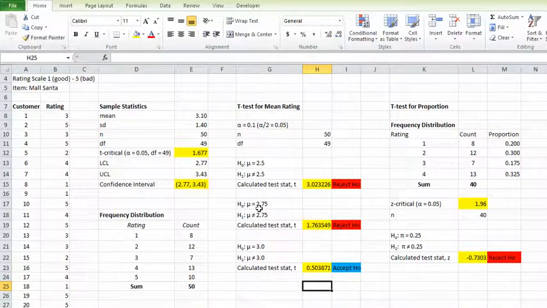Okay, let's look at a bigger value, 2.75. Well, let's see, does 2.75 fall in our confidence interval? Not quite. But look how close our calculated test statistic, t, and our t-critical are to each other. They're very close, but we just didn't make it. 2.75 is not inside the confidence interval.